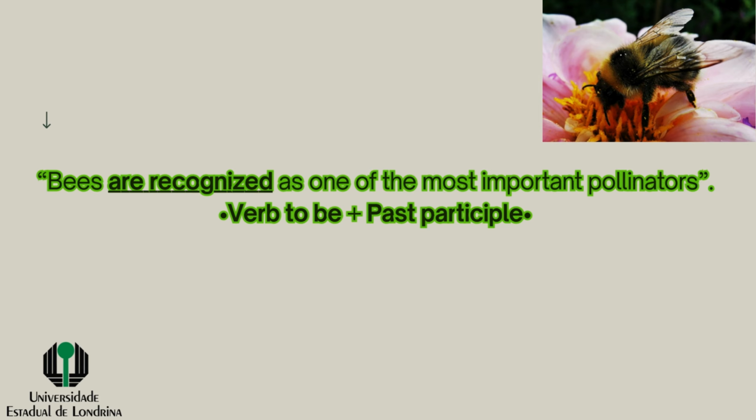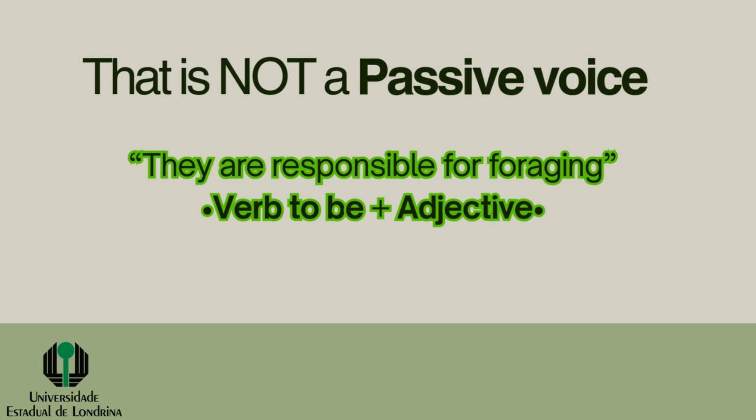Notice that structure. The "are" is the form of the verb to be in the simple present, plus the past participle "recognized" in the phrase. So the subject, bees, receives the action. They are recognized, but it doesn't say who recognizes them. So it's an indicative of passive voice.